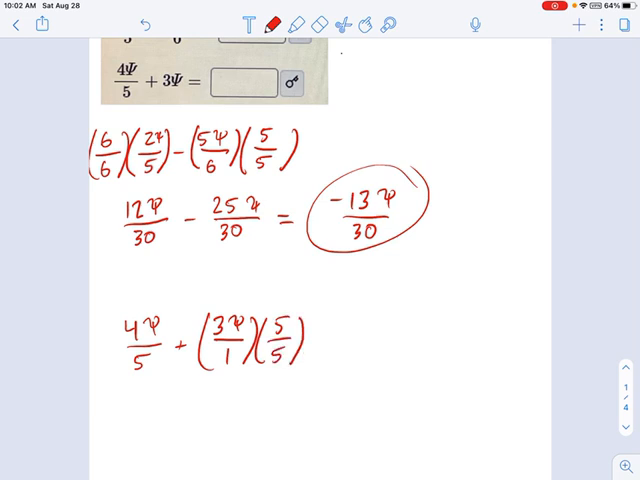Okay, and remember, when I'm multiplying by this 5 over 5, that's okay because I'm not changing the value of the fraction it's multiplied against, right? The reason I know I'm not changing its value is because 5 over 5 is basically just 1. You can multiply anything by 1. So what we get here is 4 psi over 5 plus 15 psi over 5, and that's just going to be 19 psi over 5.